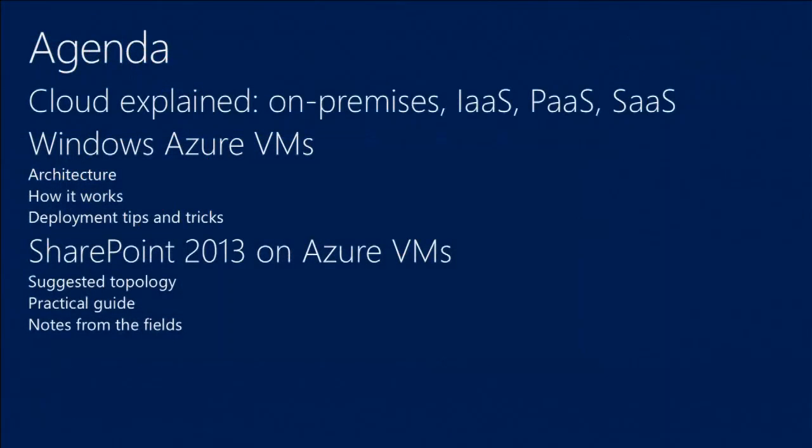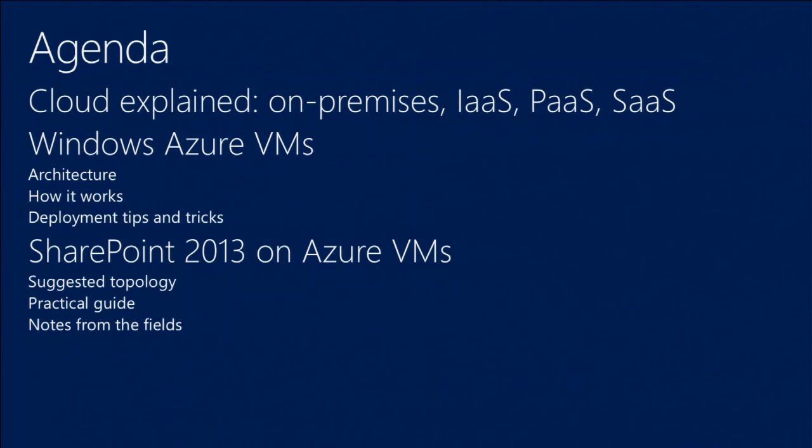So, let's move to the agenda of this session. We will start trying to explain and understand what are the various offerings of cloud available out of the box in the marketplace. We will talk about on-premises, which is not cloud in reality. We will talk about infrastructure as a service, platform as a service, and software as a service to better understand those names and those ideas.